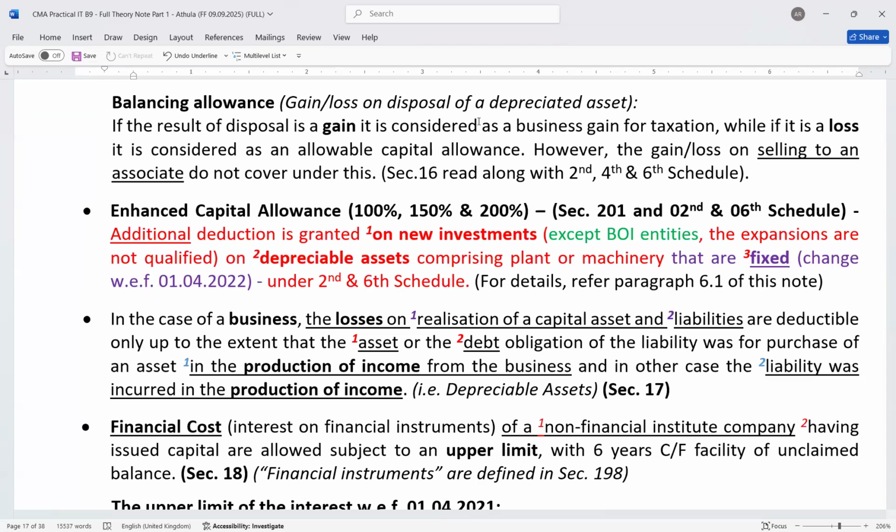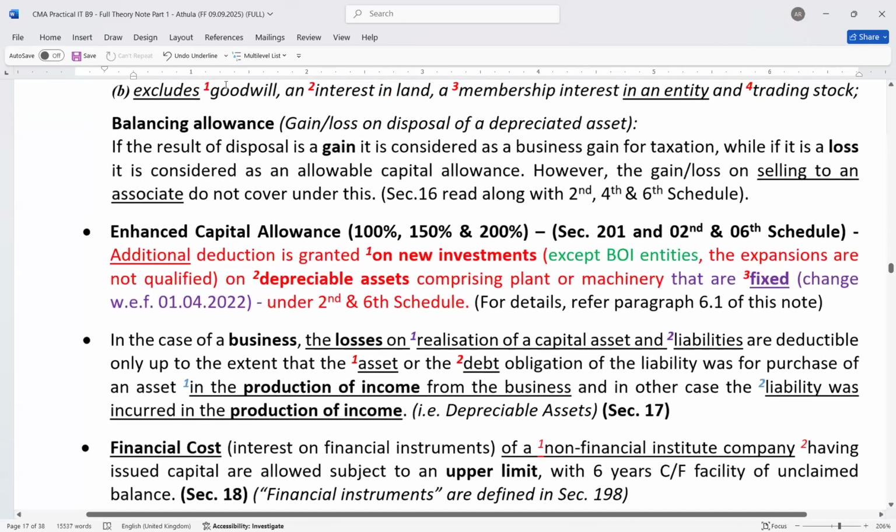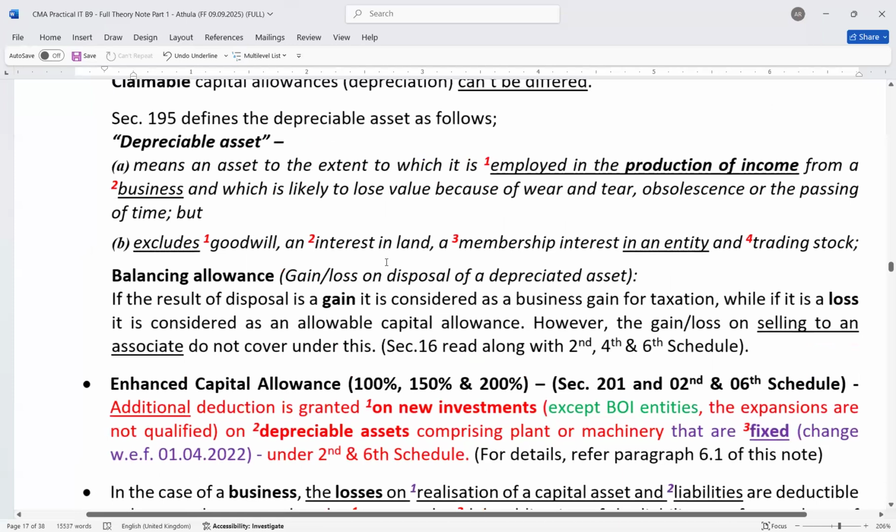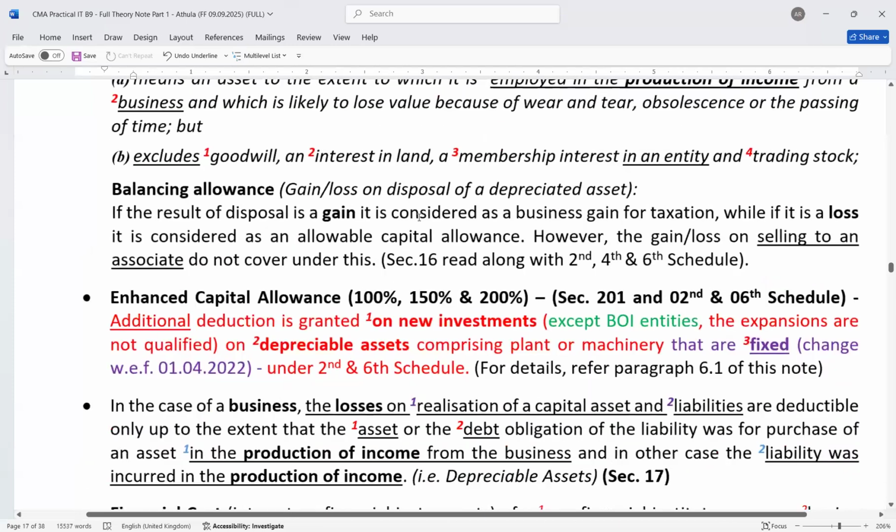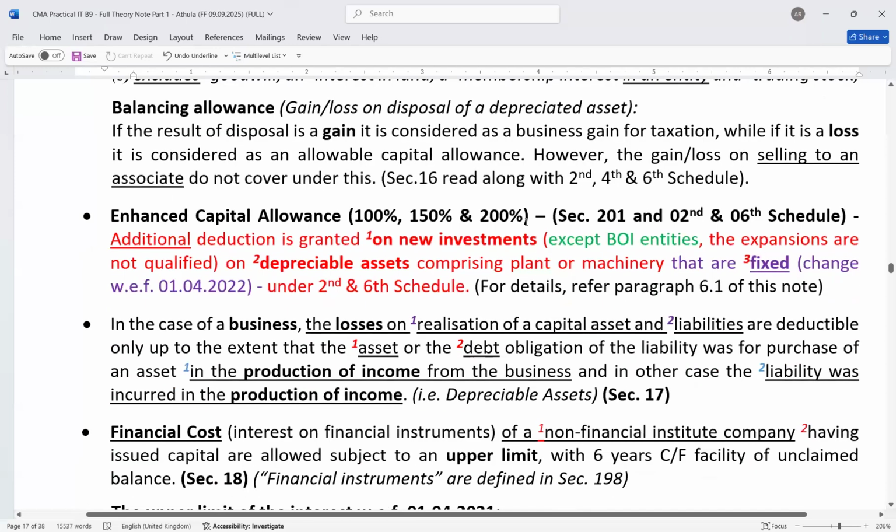Now this allowance is there under two schedules. It may be schedule 2 or maybe schedule 6. Now we will see further details on this. Originally it says it has to be a new business, right? On new investment, this has to be a new investment on depreciable assets, right?